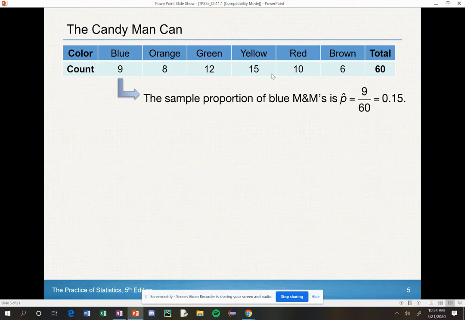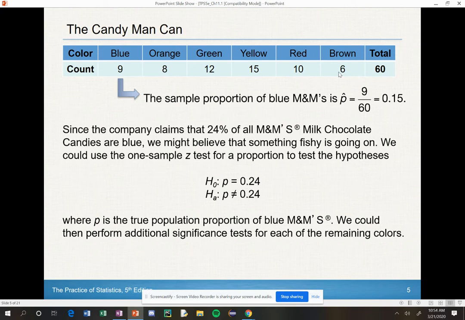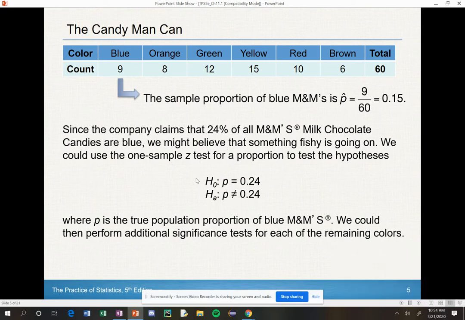So here we go. Here's all our observed counts in here. And this is 15%. So if you go back a chapter and go, all right, Ms. Keys, I know how to do this. The null hypothesis is, hey, the blue proportion should be 24%. The alternative is it's not 24%. Well, this is a one sample z-test to test whether or not blue is on target or not. And so this is not going to work for, notice, orange or green or yellow or red or brown.